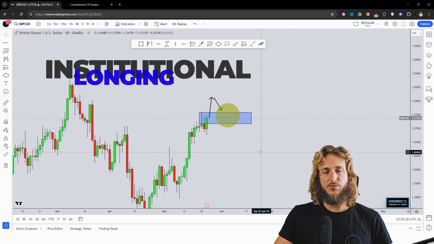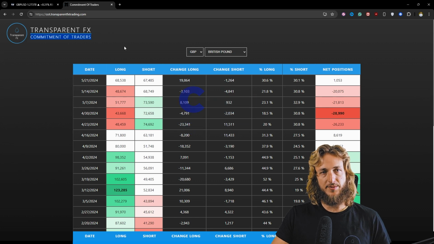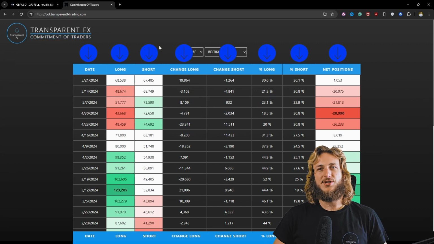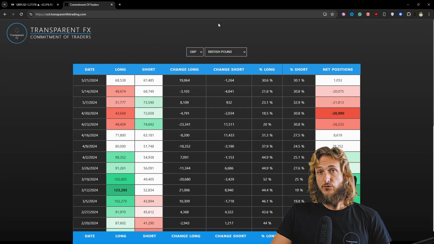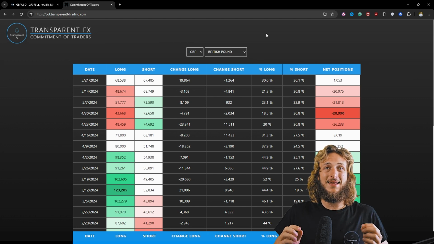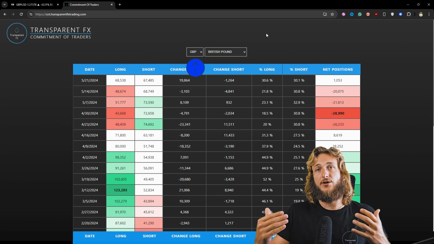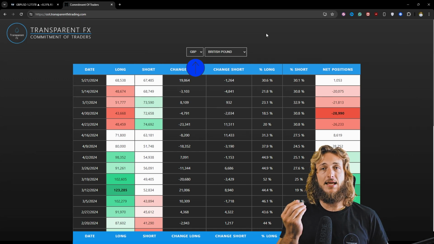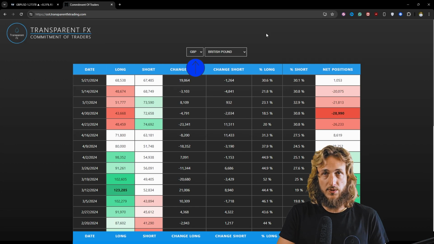Now, why am I speaking about institutional longing? Because if we go and see what we have when it comes to the commitment of traders, so what hedge funds and the big players in the market are doing, and we check the data precisely for the GBP, the first thing that we have to keep in mind is that if all currencies on the spot are traded against the USD, then if we're looking at the data for the GBP, already we're looking at GBPUSD.